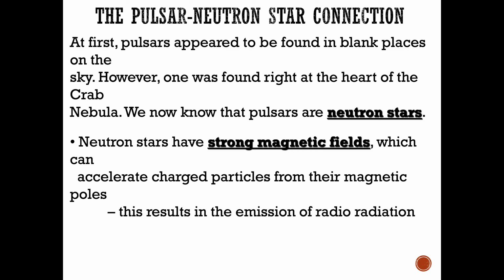Now, what has actually happened is that neutron stars have strong magnetic fields, and they can accelerate charged particles from their magnetic fields, right? And I guess those who have done some kind of physics should know about this, even from A-level physics, that once you have a magnetic field, it can accelerate these charged particles, right?